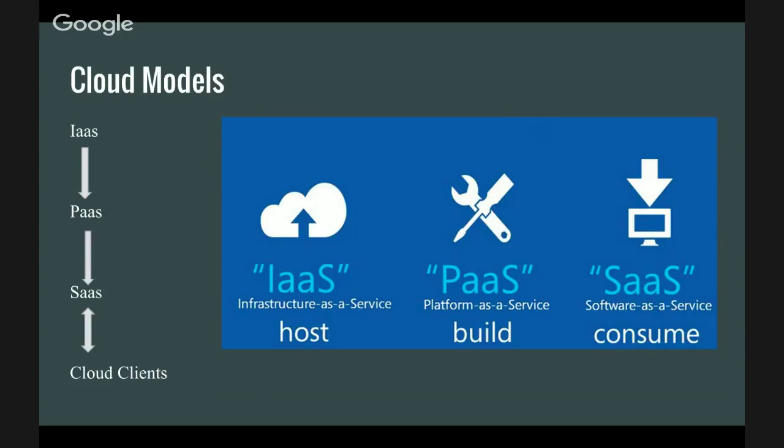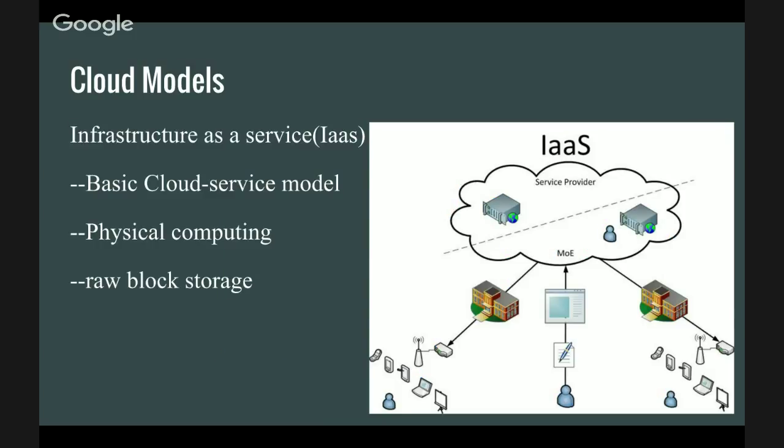And now I'm going to talk about the cloud models. Basically, there are 3 types of models, from infrastructure as a service to software as a service, and their functions from host to consume. The first is infrastructure as a service, which is IaaS. It is a basic cloud service model, and it can provide users physical and virtual machines and other resources. It can also provide users storage.